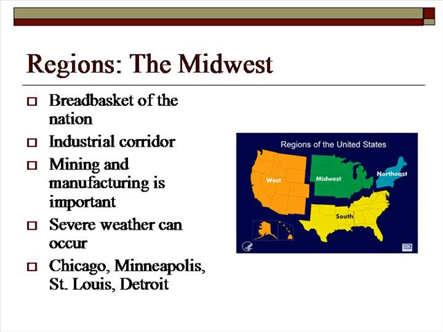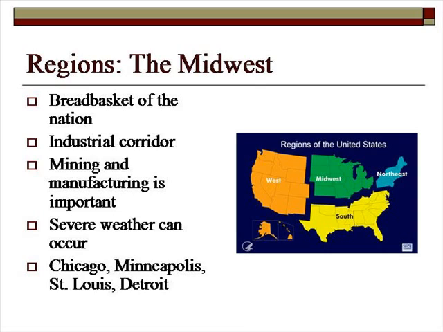Moving on to the Midwest, that's the green, right in the center of the United States. That is what's called the breadbasket, or the place where a vast majority of the agriculture is grown for the nation. Corn and wheat and soy and some of these huge products that are used to make the food that the United States relies on comes from the Midwest.